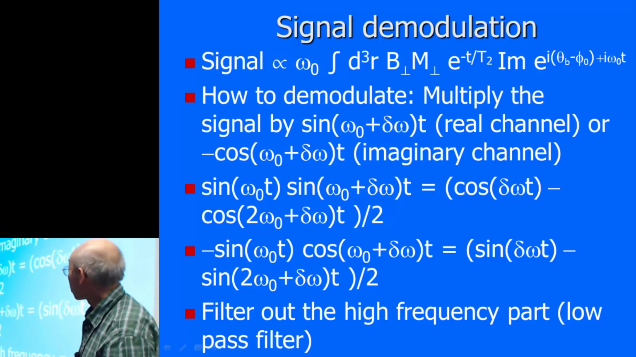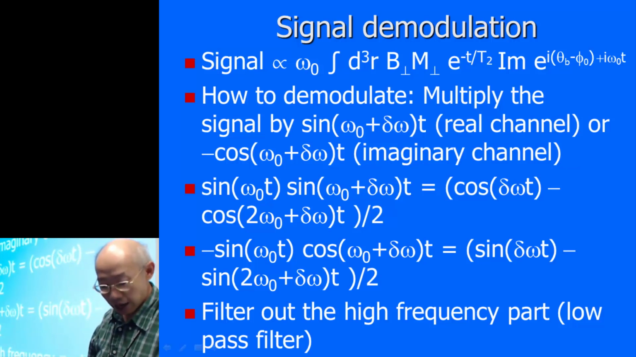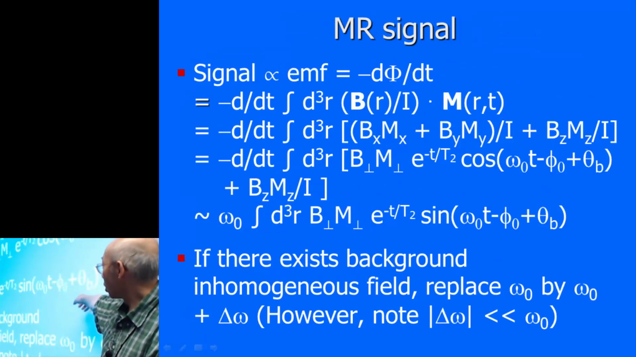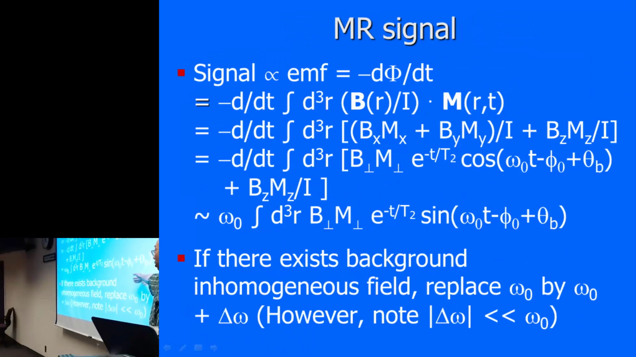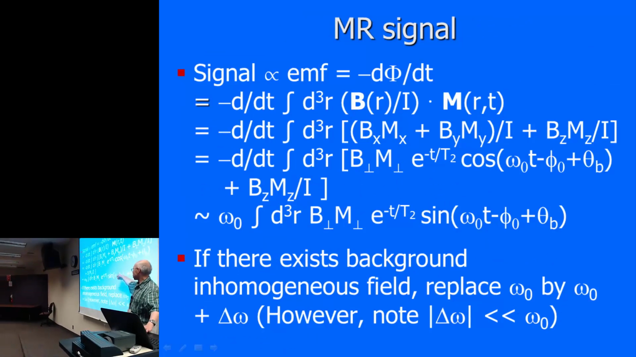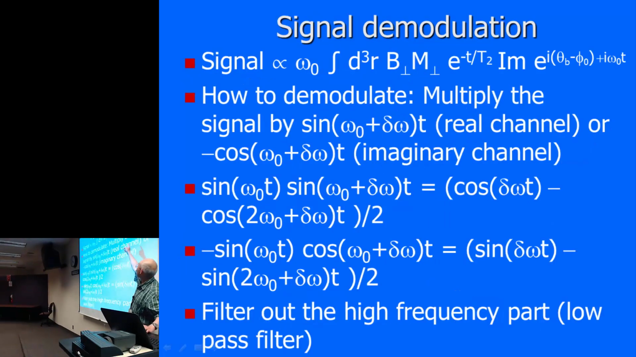Then the next thing is you say, okay, so I have this signal. Go back. So I have this signal. Then what am I going to do? I'm just rewriting this sine component as the imaginary part of this exponential, i theta b minus phi naught, that stuff, plus the i omega t. So the first line just rewrites the signal.